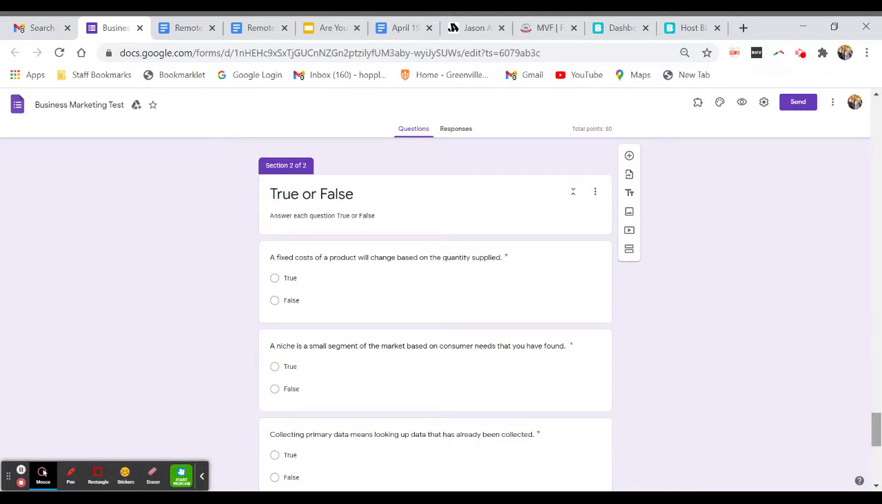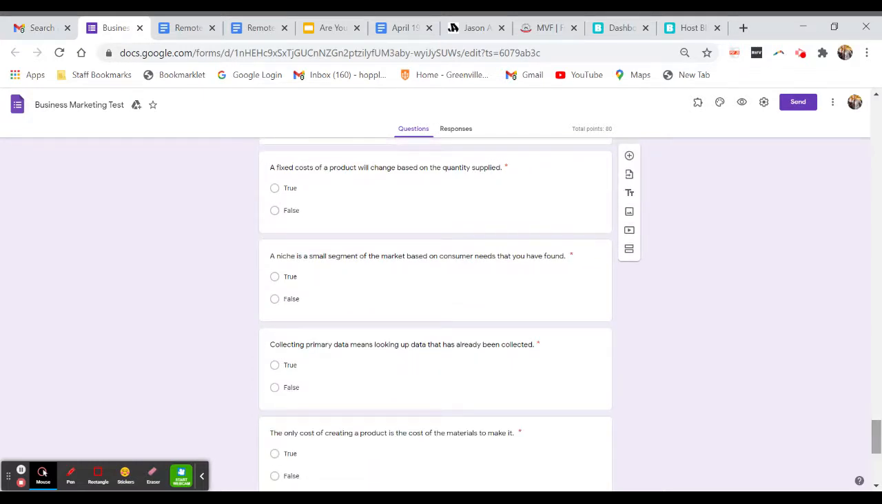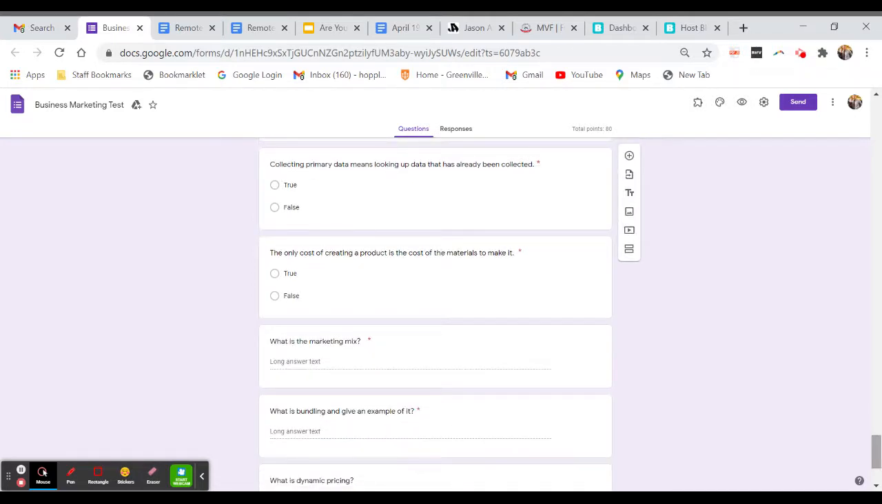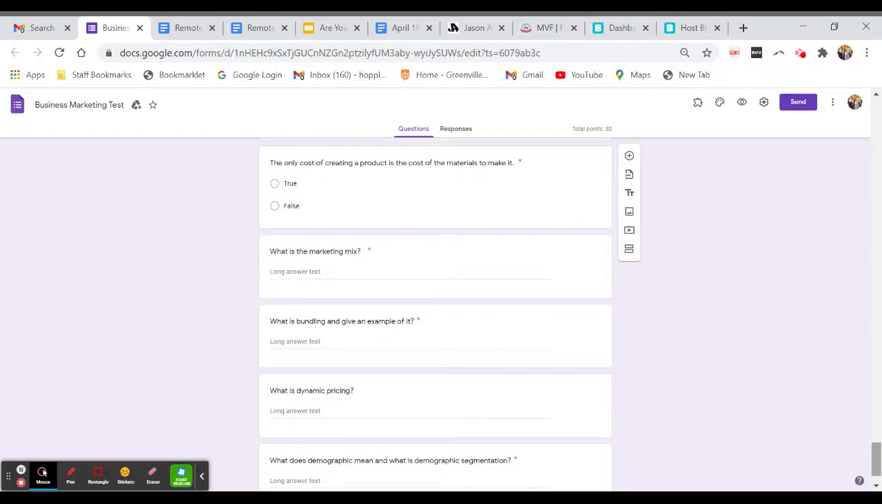Section 2 is true or false. A fixed cost of a product will change based on the quantity supplied. True or false? A niche is a small segment of the market based on consumer needs that you have found. Collecting primary data means looking up data that has already been collected. True or false? The only cost of creating a product is the cost of the materials to make it.